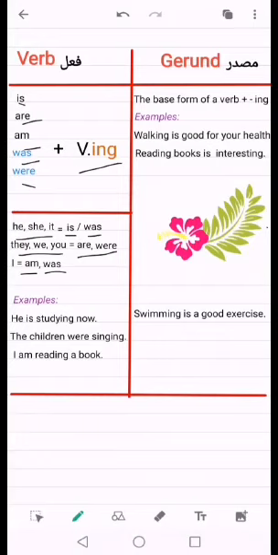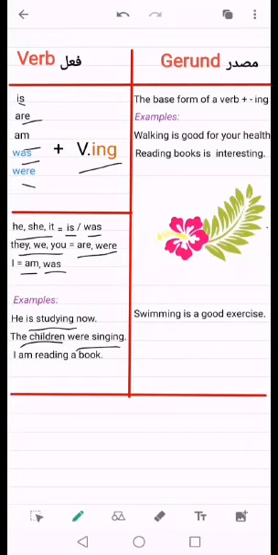The first example, he is studying now. As you see, the subject in this sentence is he. The verb is studying, is studying. Here we use is because the subject, which is he, is singular. In the second sentence, the children were singing. Here we have the children, the subject. Were singing is the verb, and we use were because here we talk about plural. The subject is plural here, so we use were with it.